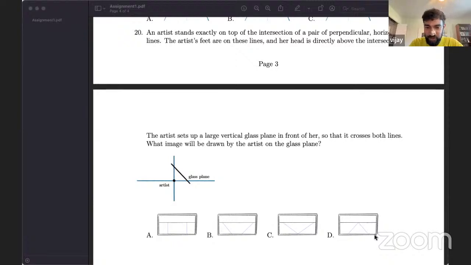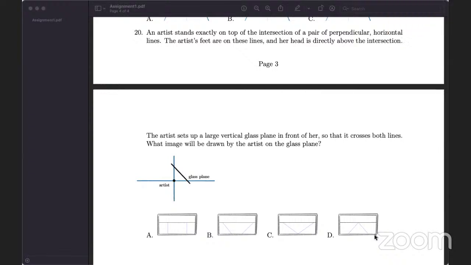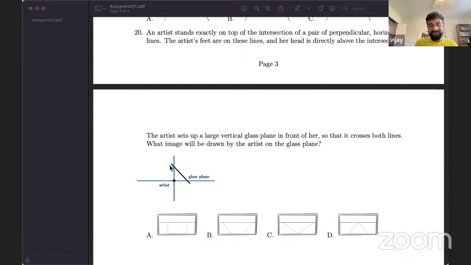D is certainly the most intuitive picture because that's what we're used to seeing. When we see two railway tracks converging, that is the picture we see. But that's not the situation here. We have two horizontal lines, which are not at all converging. They're not at all parallel. So on this horizon line, they're not going to appear to converge.